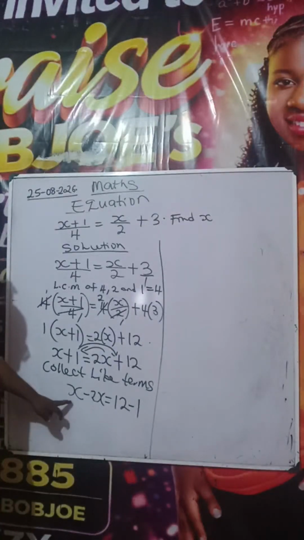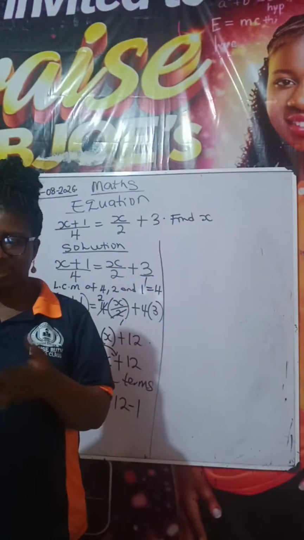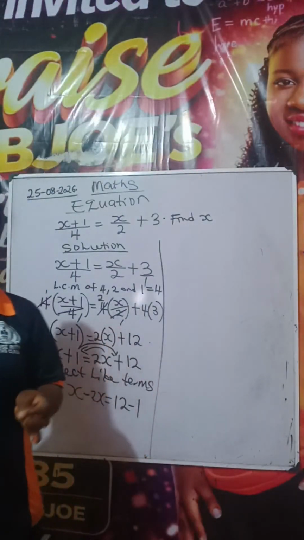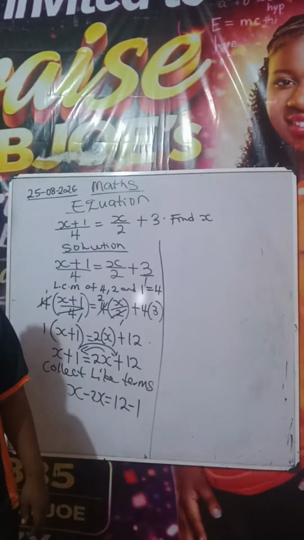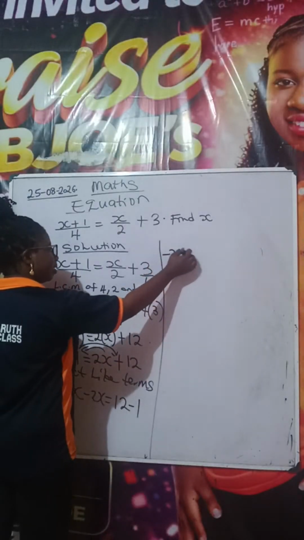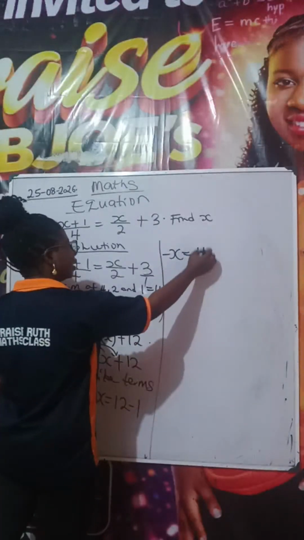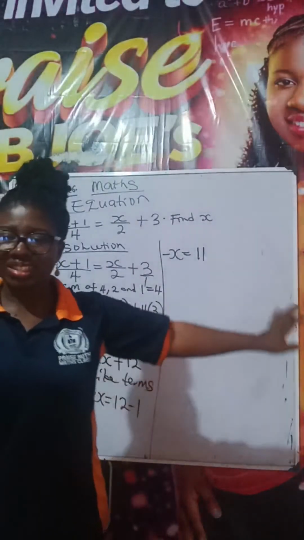So we have x minus 2x. Everybody, x minus 2x. You know that x means 1x. So can we remove it? Is it possible? x minus 2x would give us minus x here, equals to 12 minus 1. You have 12, you remove 1. So how many is going to remain? So we have 11.